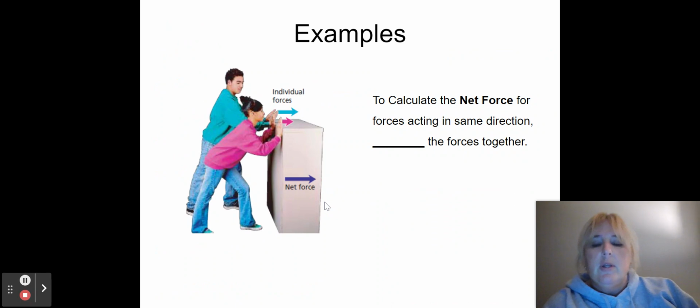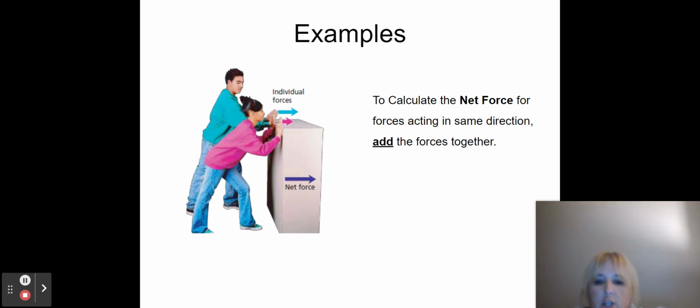So let's look at some examples. Here you have two students pushing the box in the same direction. When you have two students pushing in the same direction, or two forces acting together, you'll want to add those forces and then subtract. So to calculate the net force for forces acting in the same direction, you'll add them together and then subtract from any forces going the opposite direction. Here they're not showing you forces going in the opposite direction, but notice that the boy pushing the box with the turquoise arrow added to the girl's push of the pink arrow together will give you that larger arrow at the bottom, the net force.